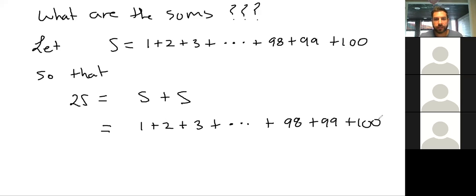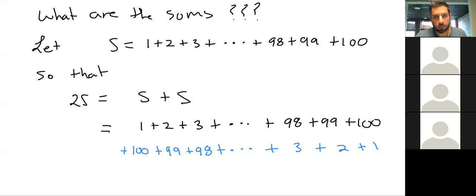And then I'm going to write the second s. I'm going to write it backwards or in the reverse order. So I'm going to write this as plus not 1 but 100. And then not 2 but 99. And then this is 98. And then this goes all the way down to 3, 2, and 1. Now, why would someone want to do that? Well, it likely wouldn't come to your mind first thing.